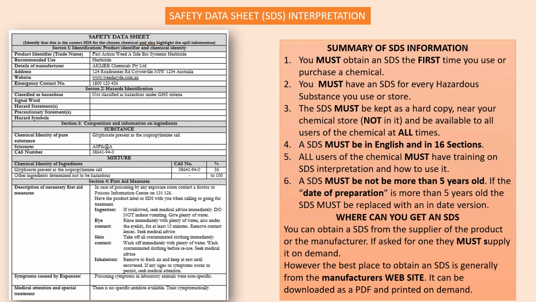Where can you get a safety data sheet? You can obtain a safety data sheet from the supplier of the product or the manufacturer of the product. If asked for one, they must supply one on demand. However, the best place to get an SDS is generally from the manufacturer's website, where it can be downloaded as a PDF and printed out at any time on demand.